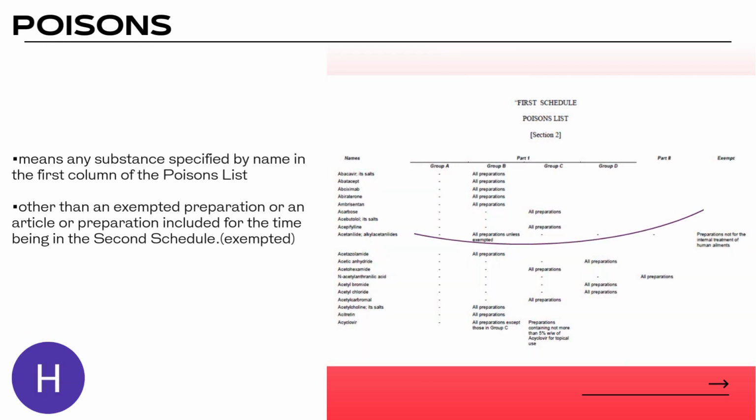Under the Poison Act, poison can be defined as any substance specified by name in the first column of the poison list, and includes any preparation, solution, compound, mixture, or natural substance containing it. Let's take a closer look at this figure. As you can see under the poison list of the first schedule, the first column is Part 1. Part 1 can be further subcategorized into groups A, B, C, and D. Meanwhile, there's another Part 2, and the last column is the exempted preparations.